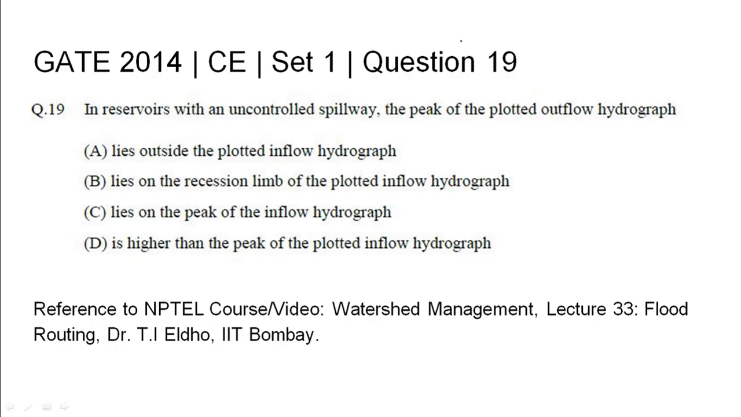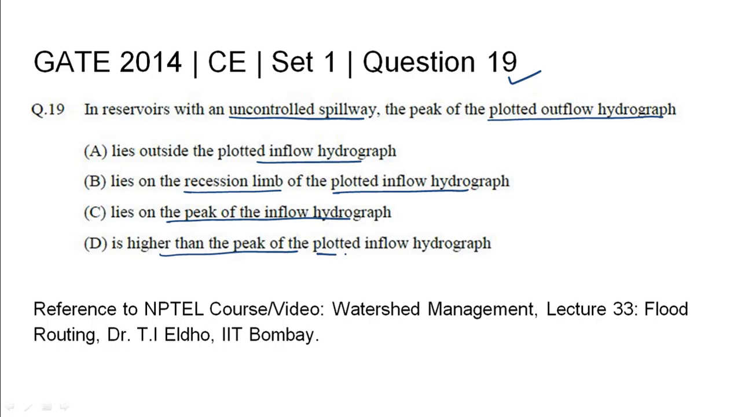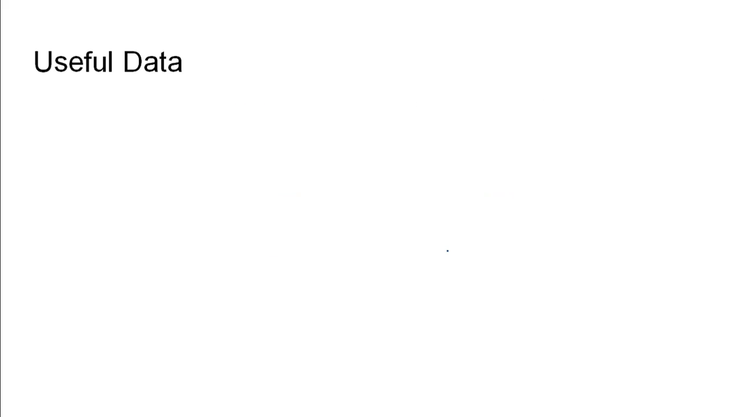GATE 2014 Civil Engineering Set 1 Question 19. In reservoirs with an uncontrolled spillway, the peak of the plotted outflow hydrograph A lies outside the plotted inflow hydrograph, B lies on the recession limb of the plotted inflow hydrograph, C lies on the peak of the inflow hydrograph, D is higher than the peak of the plotted inflow hydrograph. The relevant NPTEL reference has been listed.